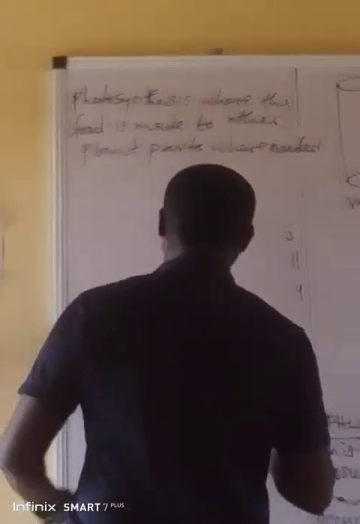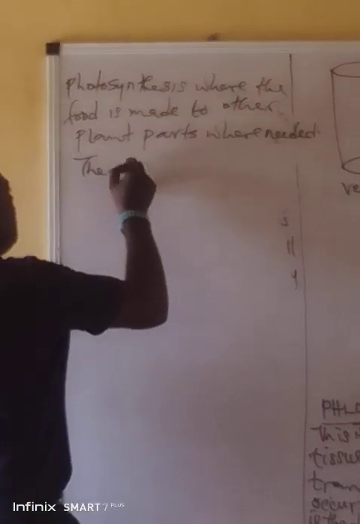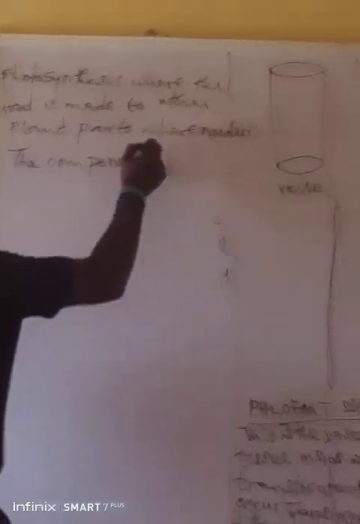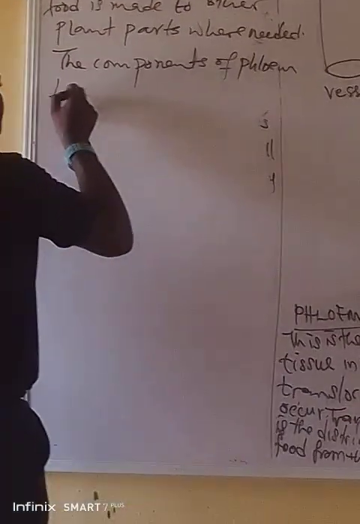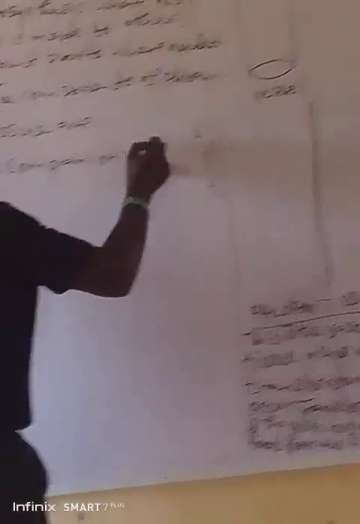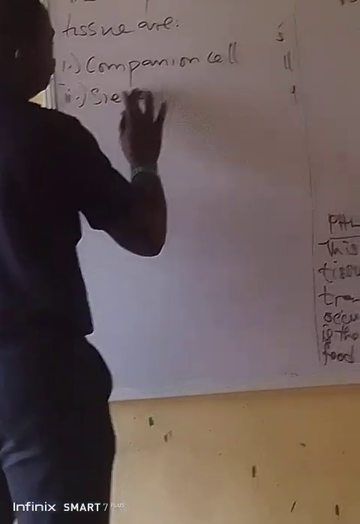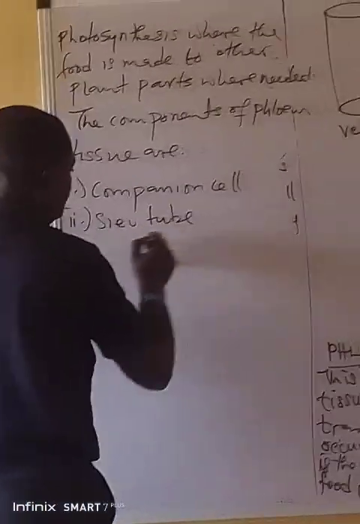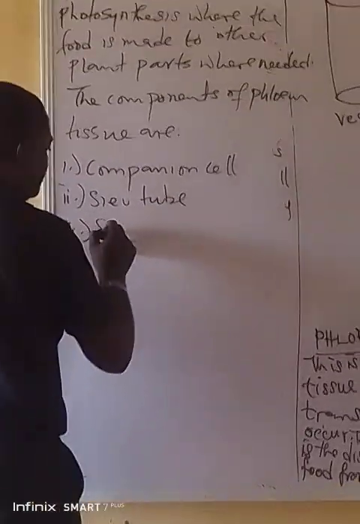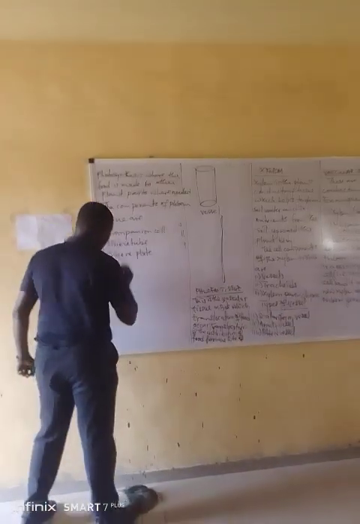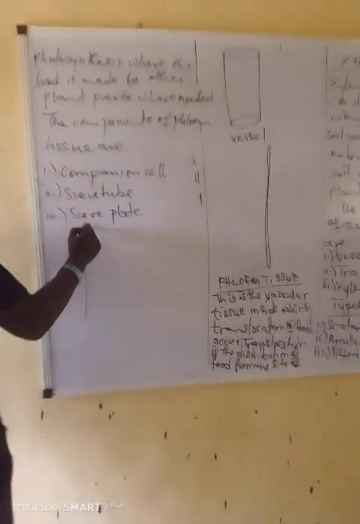So now, what are the components of phloem tissue? Number one, we have companion cell. Number two, you have the sieve tube. Then number three, you have sieve plates. So you have this diagram of phloem tissue.